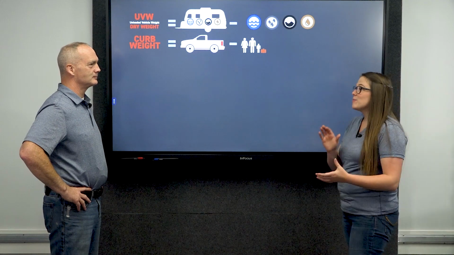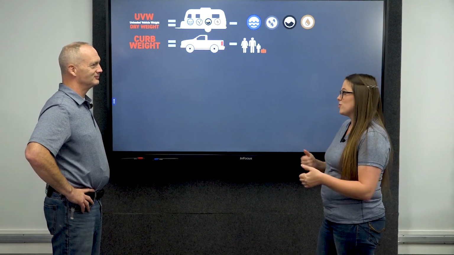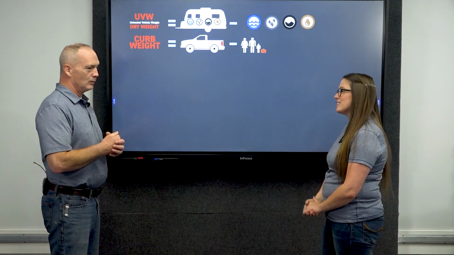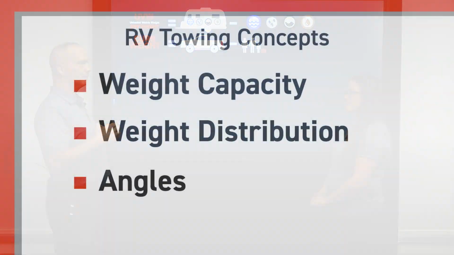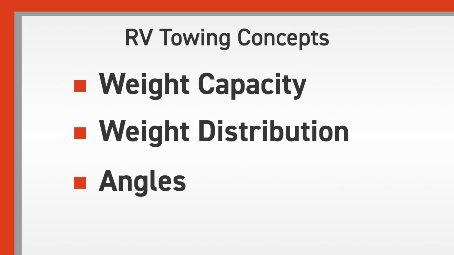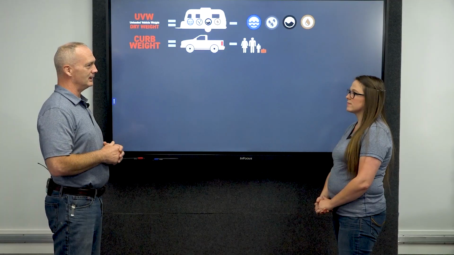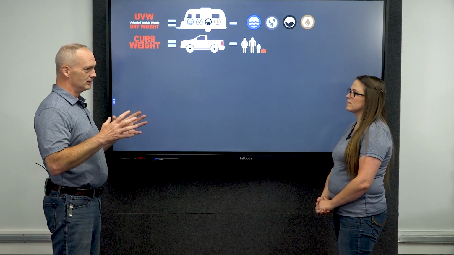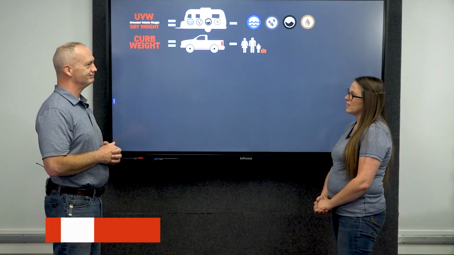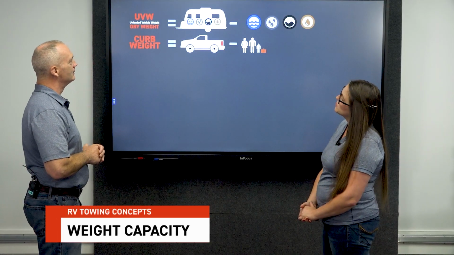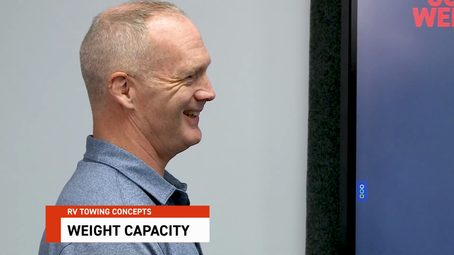Okay, I am ready to hear these concepts and the trailer's ready to be hitched, so let's go. Well, these three concepts are safety related, and they're weight capacity, weight distribution, and angles. And all three of those are really important items that each driver needs to take into consideration. And I'd like to dive a little deeper into each one of those with you to fill in the big picture. Okay, it looks like you're ready to tackle some weight capacity stuff right here.